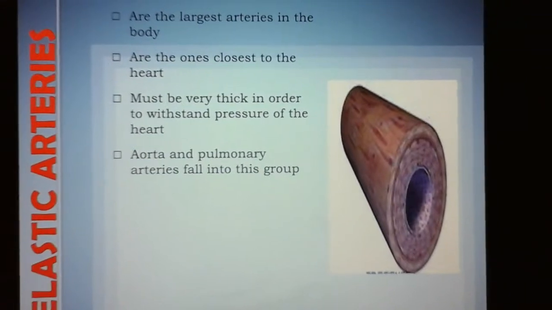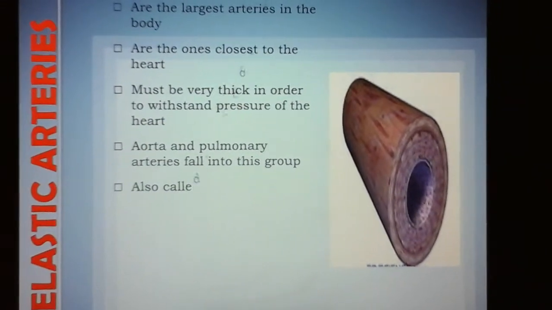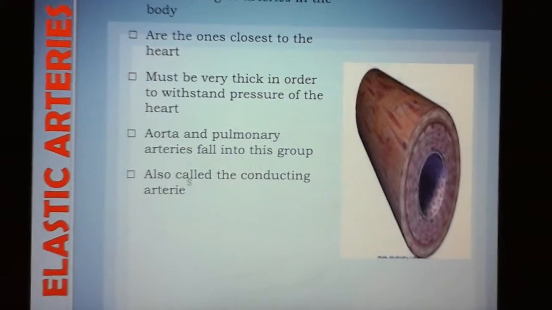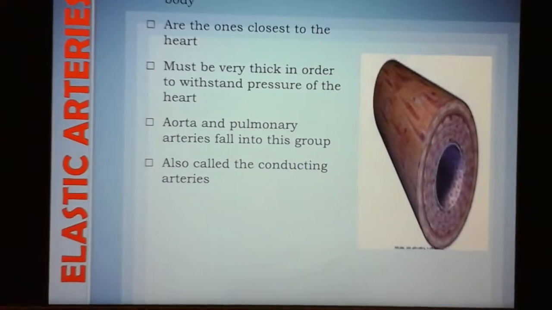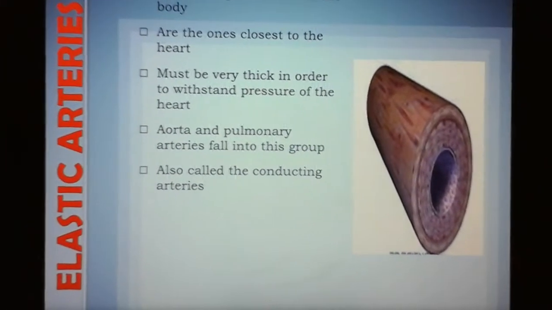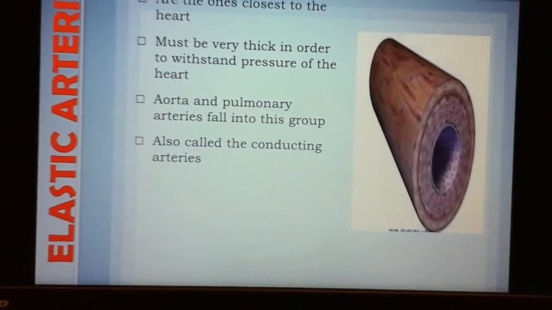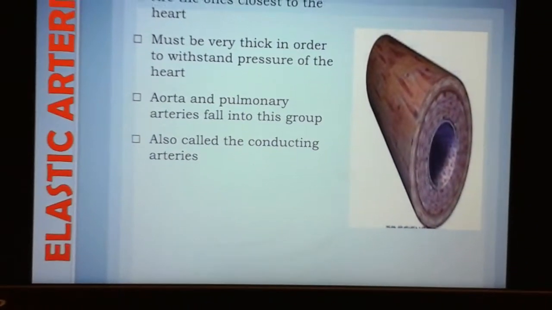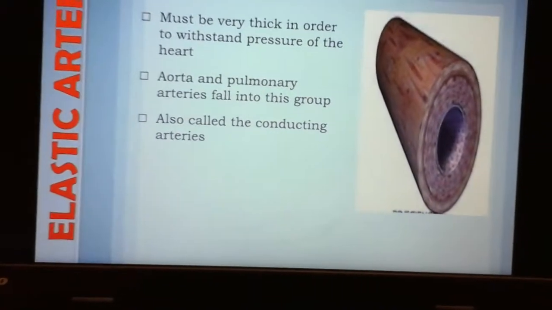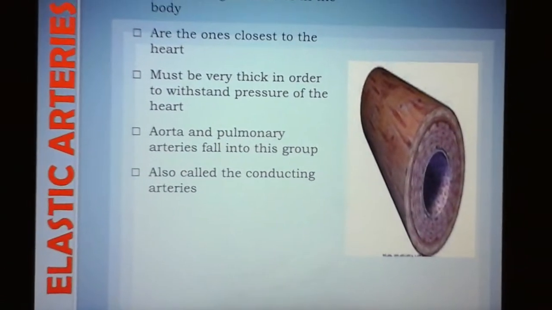Okay. And elastic arteries have all 3 layers. And they're also called conducting arteries. I like conducting arteries, because when you conduct something, you lead something. And these are the leading arteries. These are the first arteries coming off the heart. These are the first ones that the blood passes through when it leaves the heart. So they're conducting, they're leading.